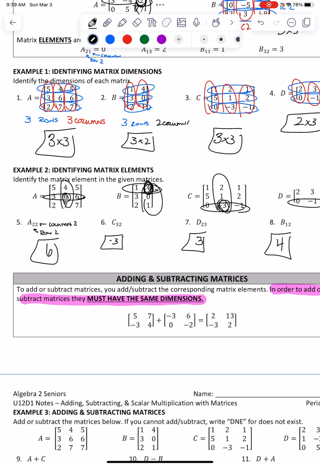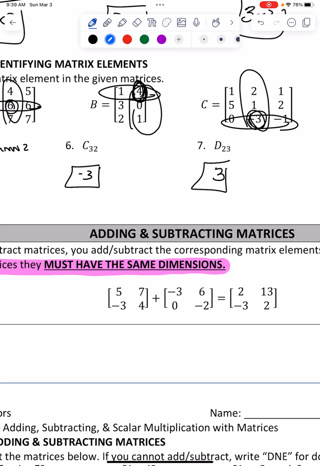Now, we're going to do this in a calculator, but you can do this by hand, because you just add corresponding matrix elements. So corresponding matrix elements would be 5 and -3 in that same spot. So 5 plus -3 would give us 2. And then 7 plus 6 would give us 13. -3 plus 0 would give us -3. And then 4 plus -2 would give us 2. So you just add those corresponding spots, or subtract.